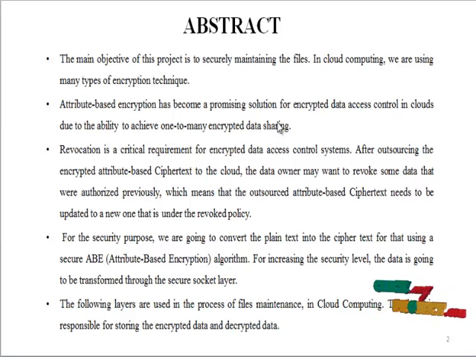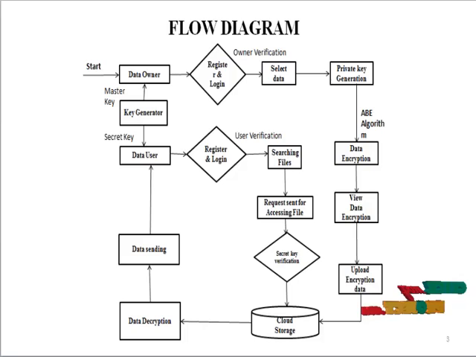For increasing the security level, the data is going to be transferred through the secure socket layer. The following layers are used in the process of file maintenance in cloud computing. This layer is responsible for storing the encrypted data and decrypted data. And this is our flow diagram.